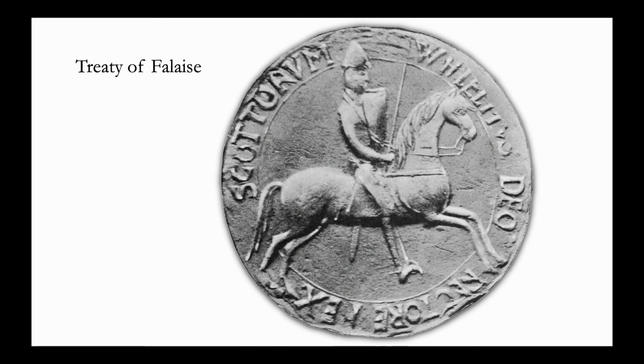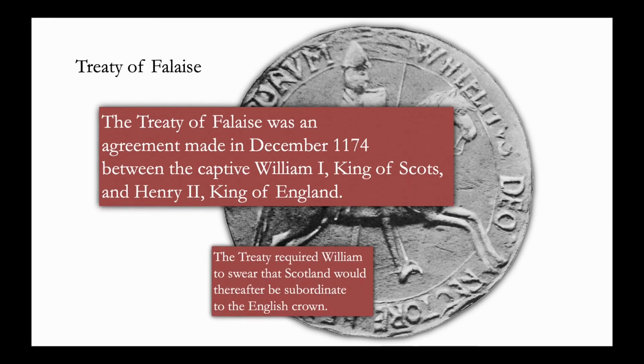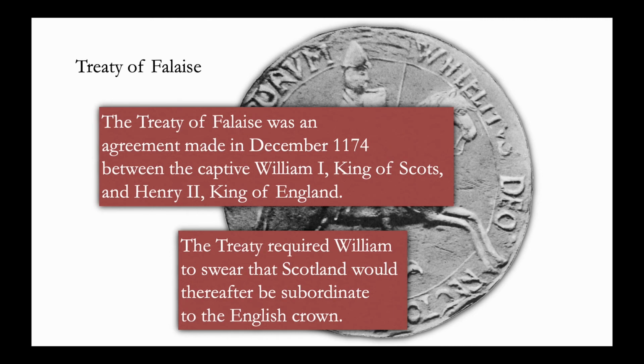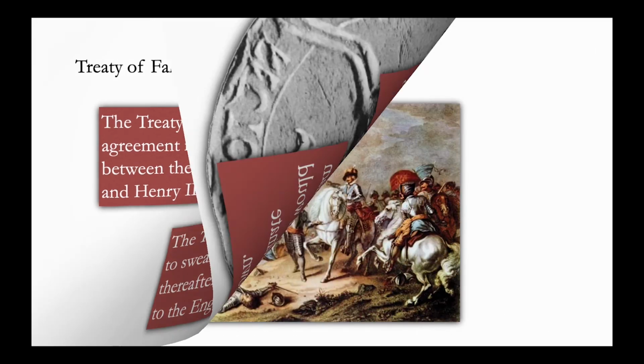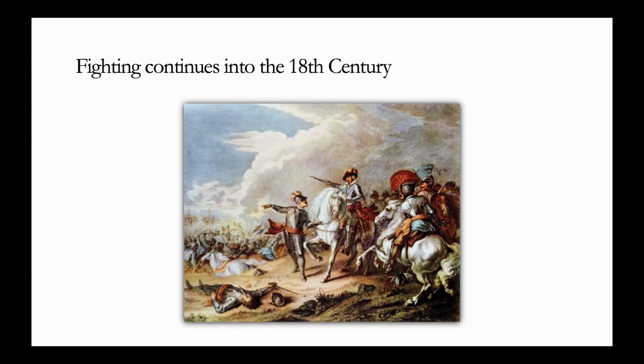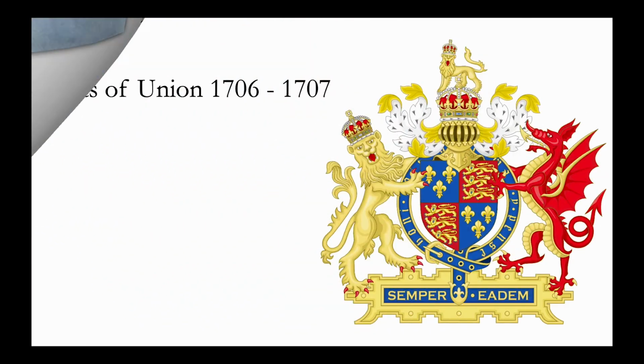The Treaty of Falaise, signed in December of 1174, required the captive William I, King of Scots, to swear to Henry II, King of England, that Scotland would thereafter be subordinate to the English crown. Notwithstanding this treaty, fighting continued into the 18th century. As noted previously, the Acts of Union enacted in 1706 and 1707 unified England, Wales, and Scotland with Ireland.